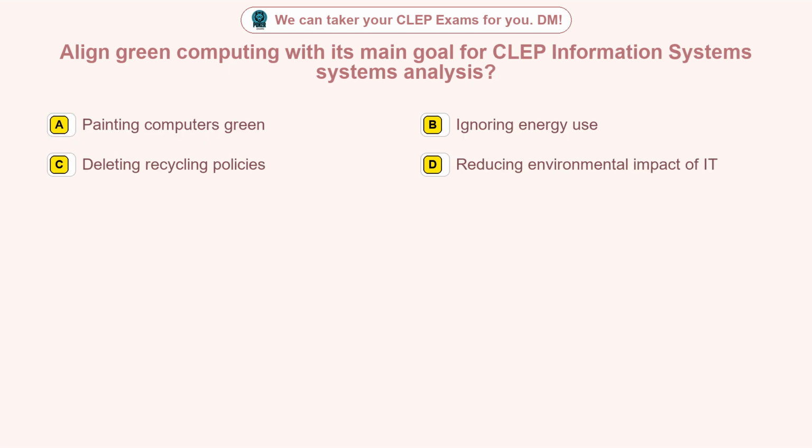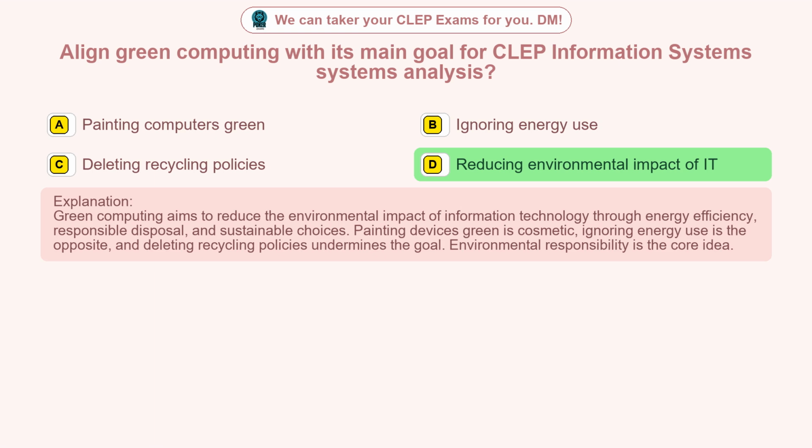Question 95. Align green computing with its main goal for CLEP Information Systems systems analysis. Option A. Painting computers green. Option B. Ignoring energy use. Option C. Deleting recycling policies. Option D. Reducing environmental impact of IT. The correct answer is option D. Reducing environmental impact of IT.